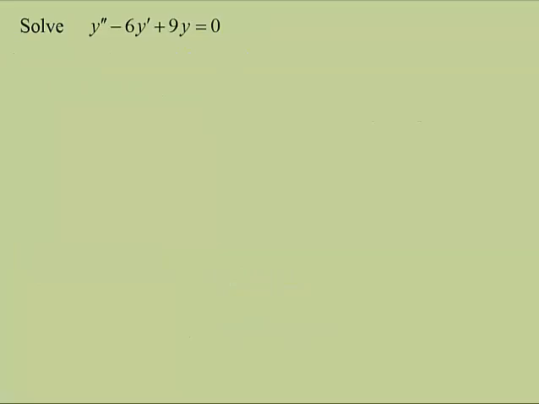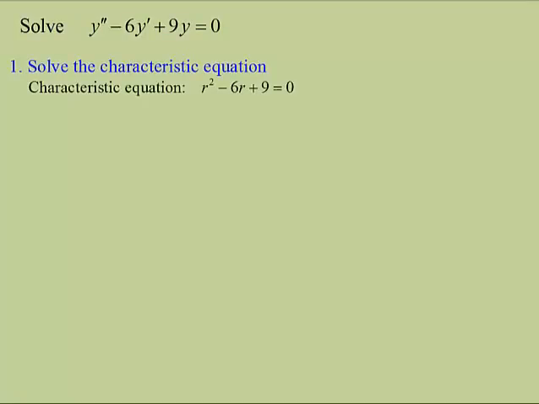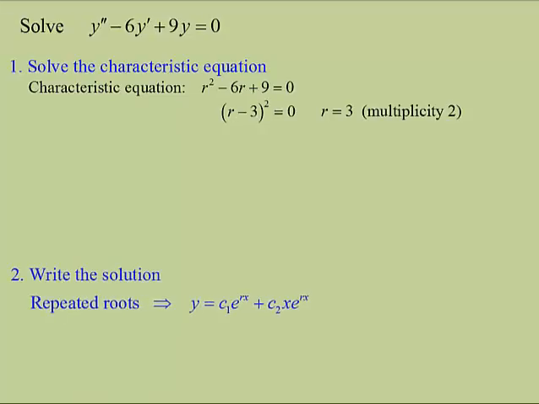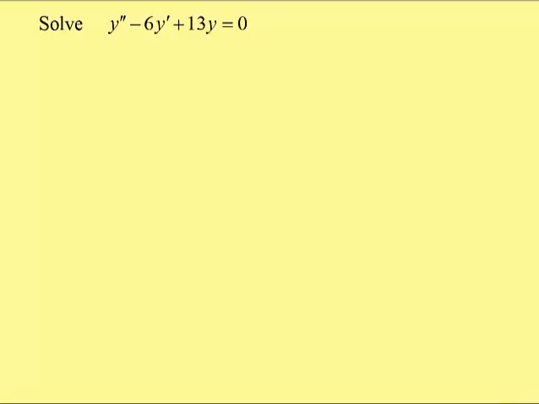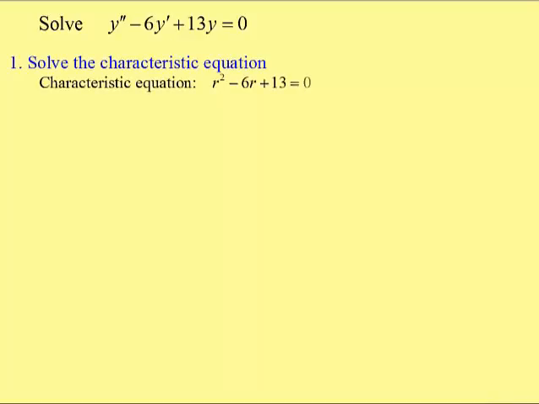Here's another one that illustrates the other types of roots. The characteristic equation for this would have two duplicated roots, 3 and 3, and so we would use C1 e to the 3x and then C2 with an x on it, e to the 3x. And finally, if they're complex, solve the equation.